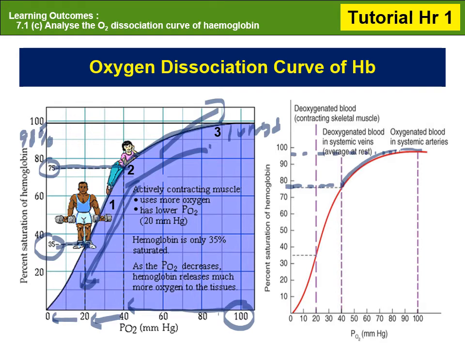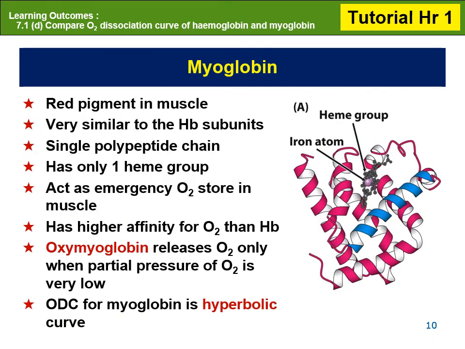Okay, so for the myoglobin pula, myoglobin ni beza dengan hemoglobin. Myoglobin is the red pigment in muscle, very similar to the hemoglobin subunit, but dia ada only a single polypeptide chain. That's why dia has only one heme group. So they act as an emergency oxygen store in muscle. Myoglobin has a higher affinity for oxygen than hemoglobin.